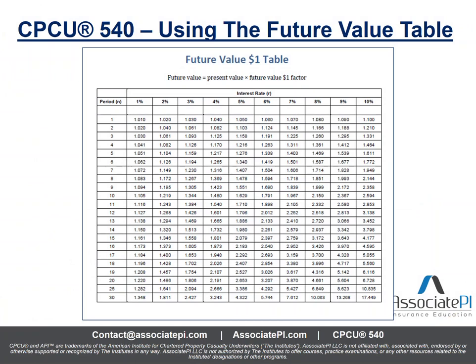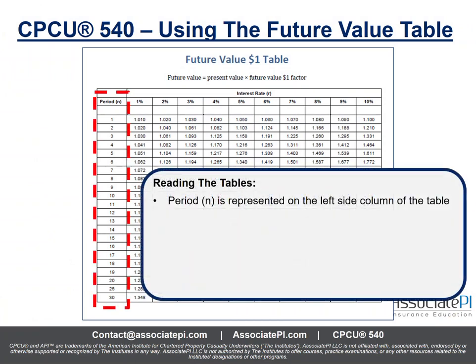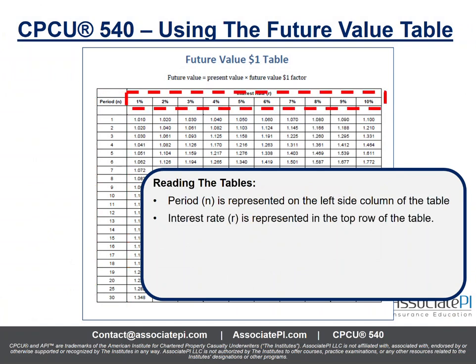So let's get into an example of using, in this case, the future value table. As I mentioned in the previous slide, this future value formula, future value equals present value times future value factor. You're going to have to memorize that, and you're going to have to use this table to find the future value factor. So this is it. You can see the period, which is the number of years, N, is on the left side of the column. And the interest rate, R, is on the top row. So you're going to have to use those two. You navigate, you find your period, you find your interest rate, and then where those two intersect, that's your factor, the future value factor that you want for the formula.